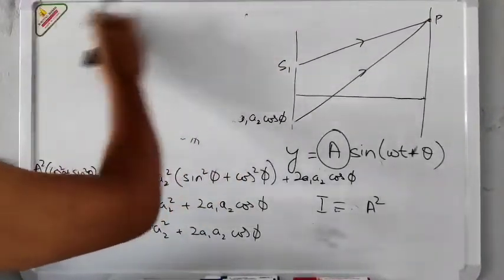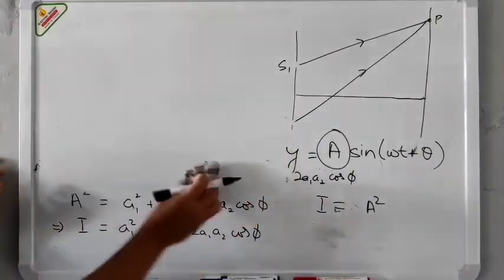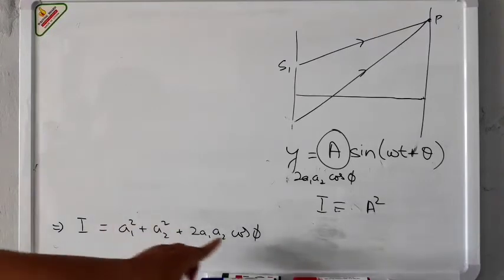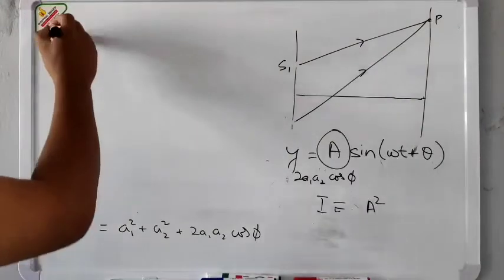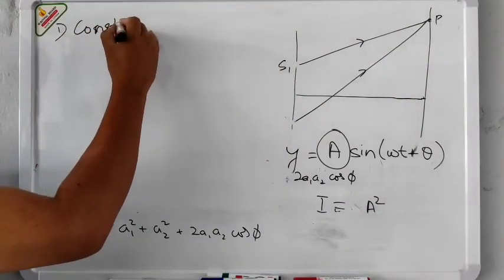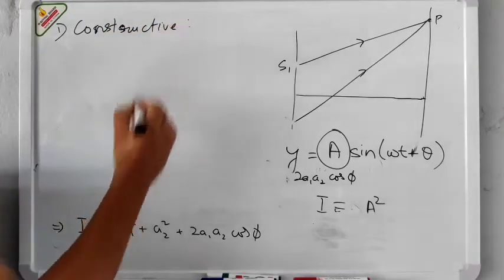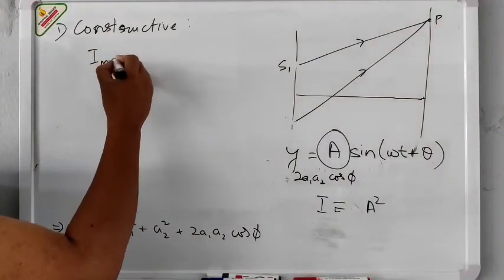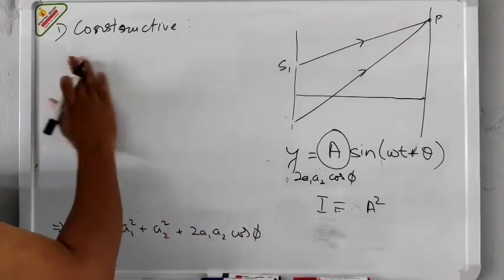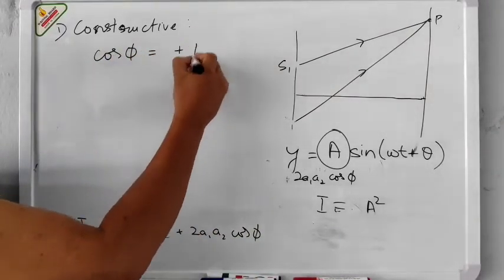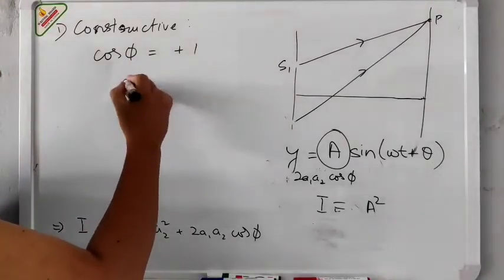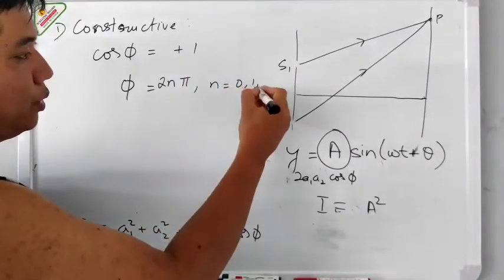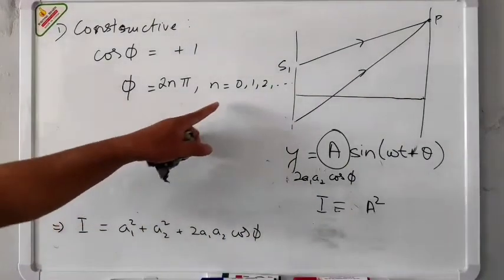It is clear that I is maximum when cos phi is maximum, and I is minimum when cos phi is minimum. The maximum value is the first case, constructive interference. Constructive means maximum intensity. I is maximum when cos phi is 1, which means cos phi is plus 1. Cos phi is plus 1 when phi is an even multiple of pi, 2n pi, where n is 0, 1, 2, and so on. This is explained in this topic.